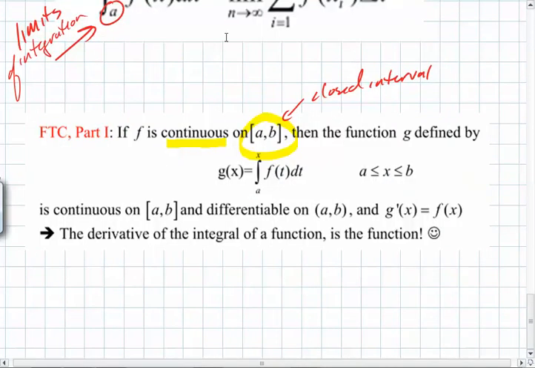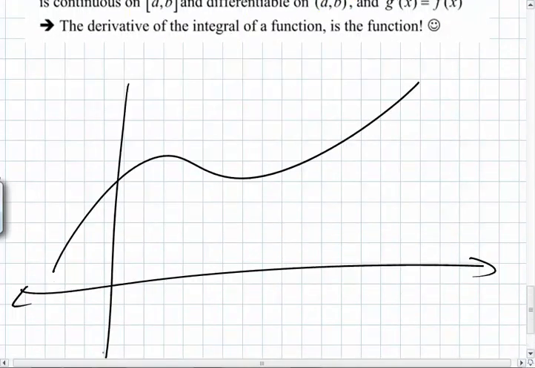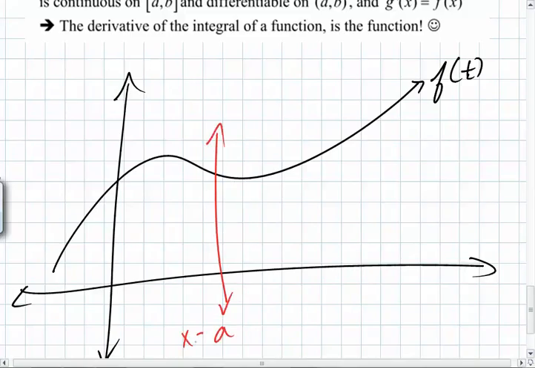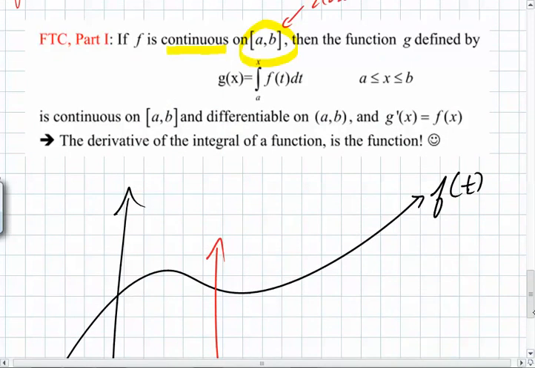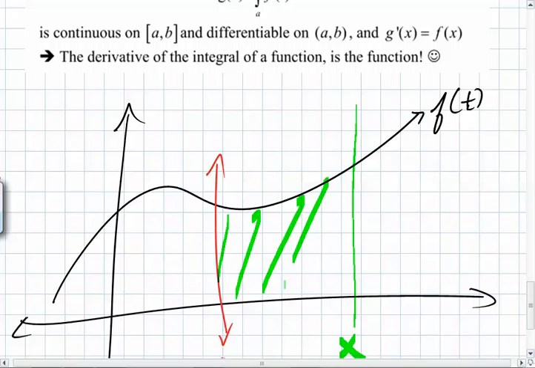So what this looks like visually is, let's say f of t is some function right here. So that right there is f of t. Here's our a value right here. This is x equals a. So what g of x is, is the area under the curve from a to, let's say this right here is x. So this area would be g evaluated at whatever that x value is.